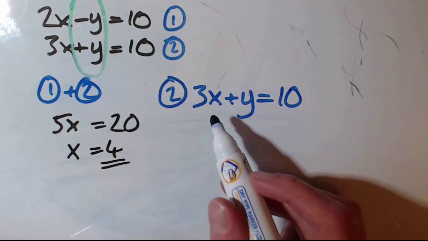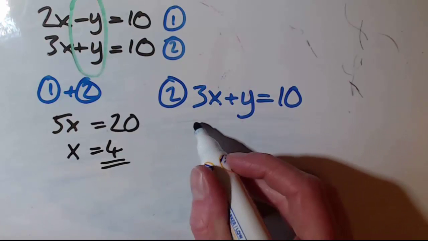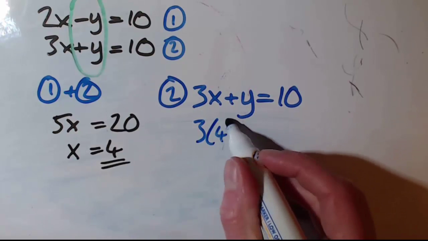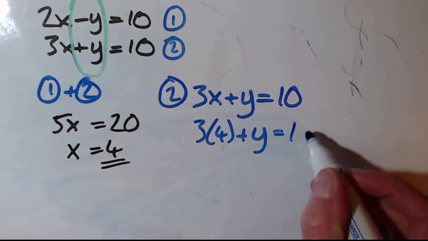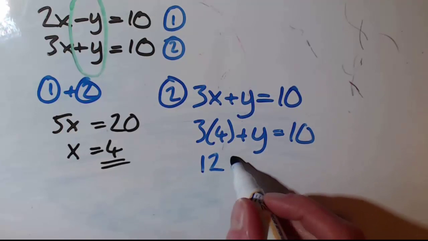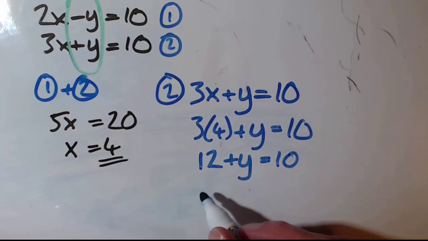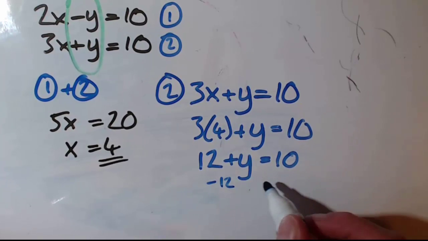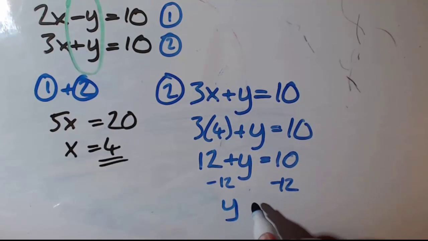Right, so we now know what x is, so we can replace x with 4. So it's actually 3 times 4 plus y equals 10. And if we expand that, that's 12 plus y equals 10. So if we take 12 away from this side to isolate y, and take 12 away from this side, we end up with y equals minus 2.